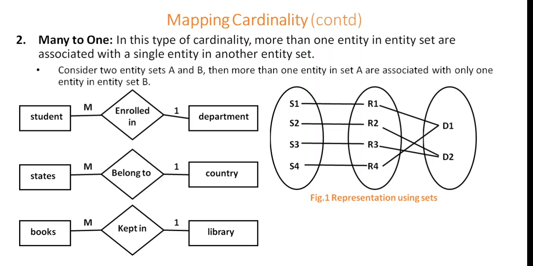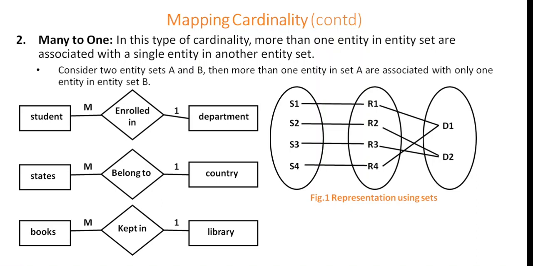So student S1 is enrolled in department D1 by using relationship R1. Okay. Similarly, student S2 is enrolled in department D2 by using relationship R2. Okay, if you carefully look at this figure, then you will come to know that students S1 and S4, that is many entities, more than one entity in the entity set student, are enrolled in department D1, that is a single entity in the entity set department.